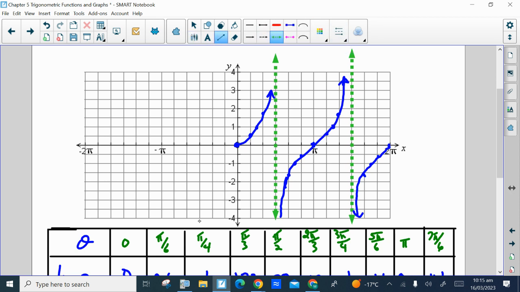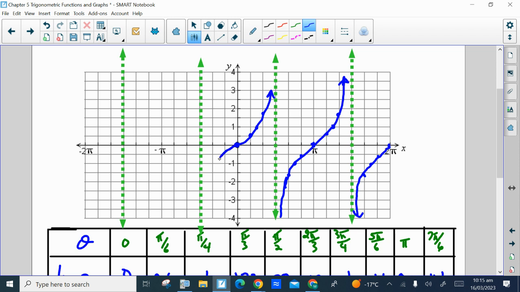So there will actually be a vertical asymptote at -pi on 2 and -3 pi on 2. And the pattern for the graphs will stay the same. So between -2 pi and +2 pi, this is what the graph will look like.